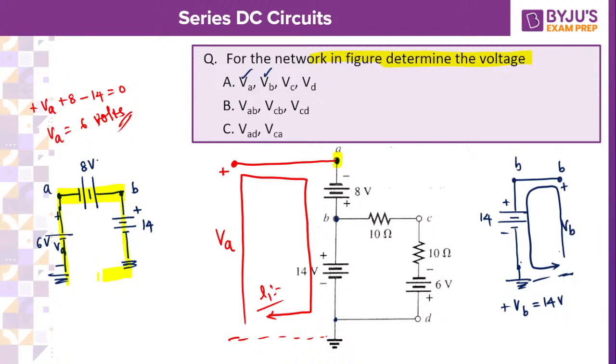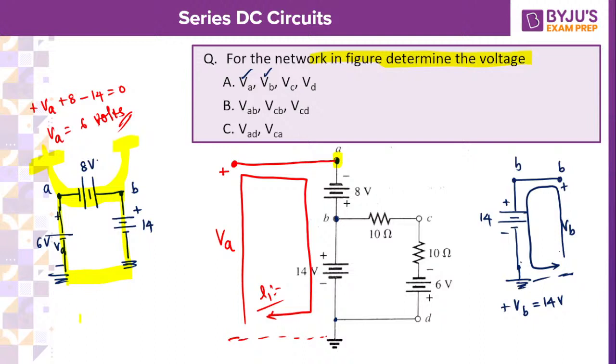14 minus 14 is equal to 0. In this closed path, it should be 0, obviously. But I want only between A and B. You take up the ground here, you move from VA to VB. So you are going to get VA plus 8 minus VB is equal to 0. So VA minus VB, VAB will be minus 8 possibly, I think so.